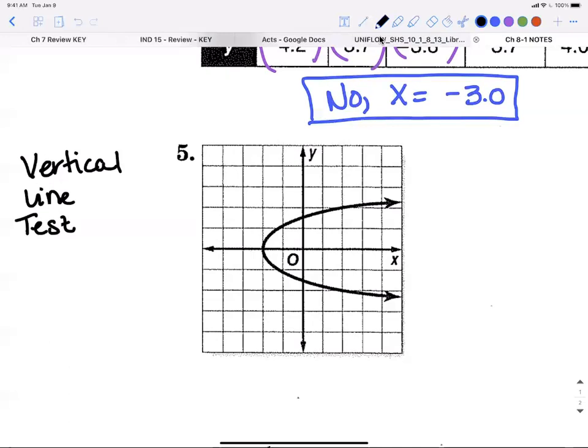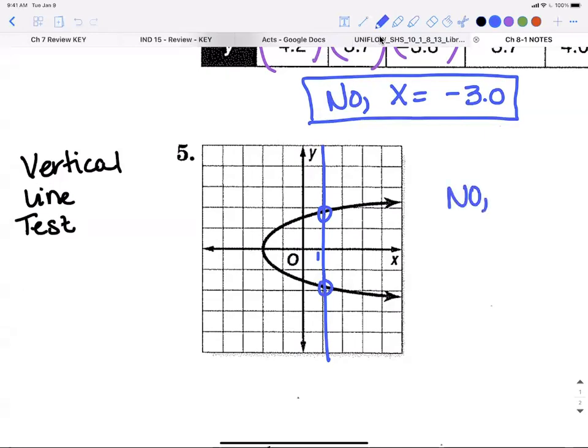If I were to put a vertical line, say right here, and this is at X of 1, right? It fails because it hits here and here, meaning that the X of 1 is a cheating X because it has a Y of 2 and it has a Y of not quite -2. So the answer here would be no, it is not a function.